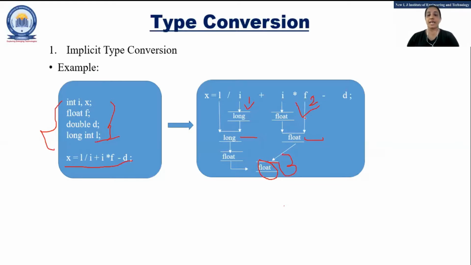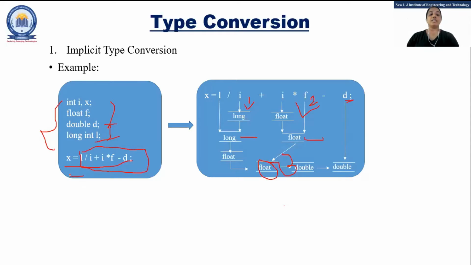After what happened? The minus, right? Subtraction. So D. D is of which type? Double. And your final answer of this third step is float. So again, there are two different ones. One is float, one is double. So you can see that the float will be converted into double. Then subtraction will be done. Your answer will be in double. Remember, your answer will be in double. So this right side answer is in double.